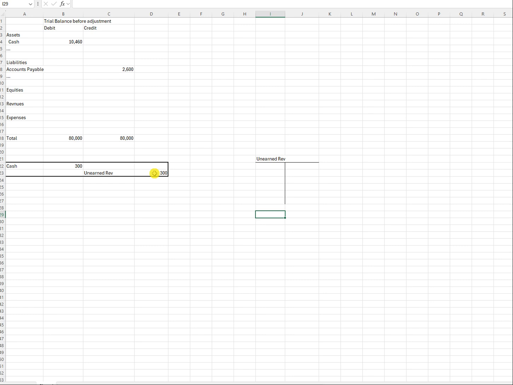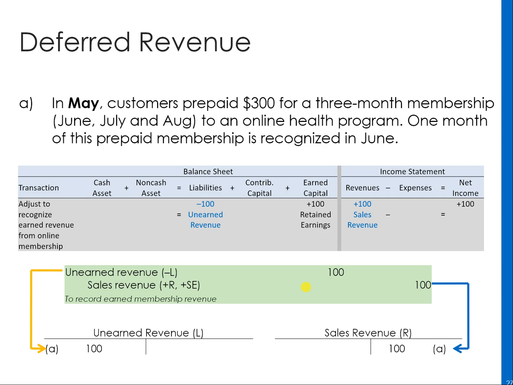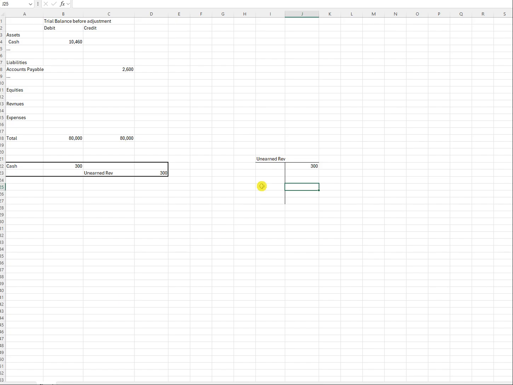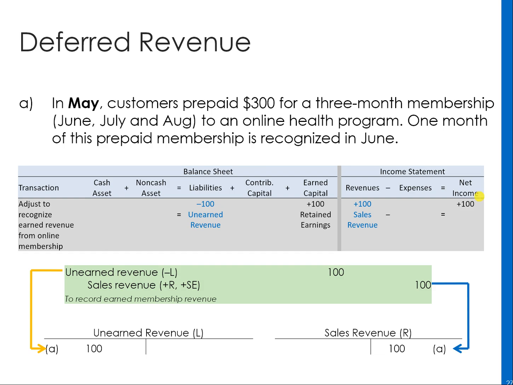By the end of May, I'm going to post a $300 credit. Then in June, I'm going to post a debit of $100 to this account. So by the end of June, we should have a credit balance of $200 in this revenue account.